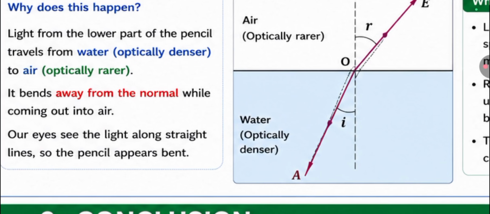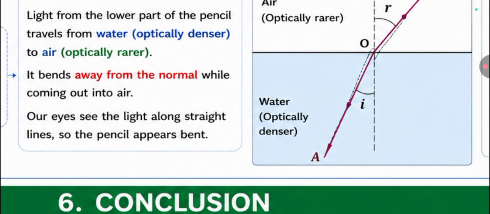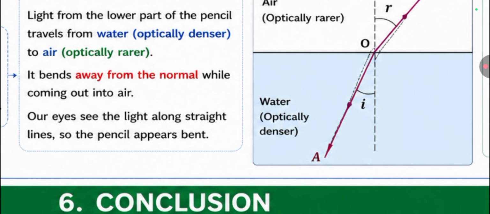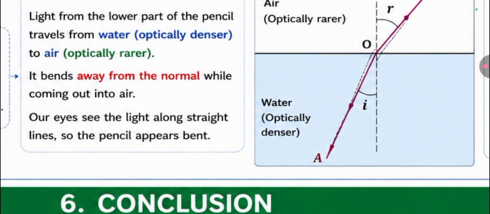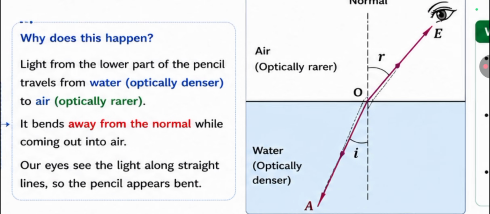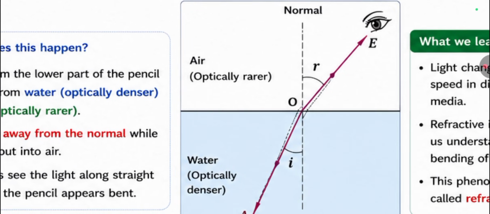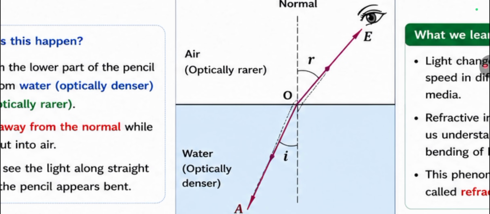Why does this happen? Light from the lower part of the pencil travels from water, optically denser, to air, optically rarer. It bends away from the normal while coming out into air. Our eyes see the light along straight lines, so the pencil appears bent. It is clearly shown in this figure why it's bent.